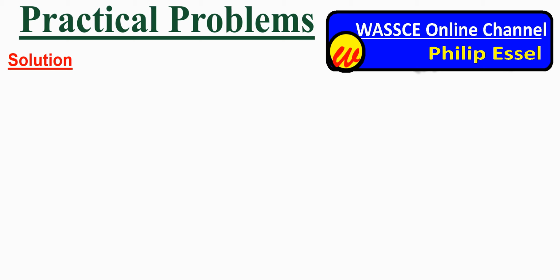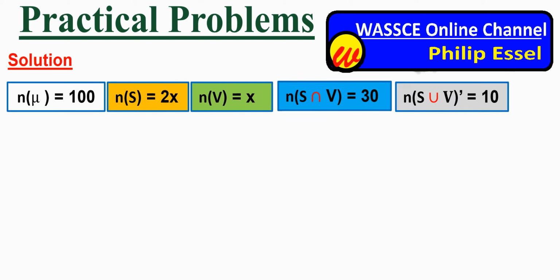The total number of students in the class is 100. Number of students who played soccer is 2x. Number of students who played volleyball is x. Number of students who played soccer and volleyball at the same time is 30. Number of students who did not play soccer and volleyball is 10.